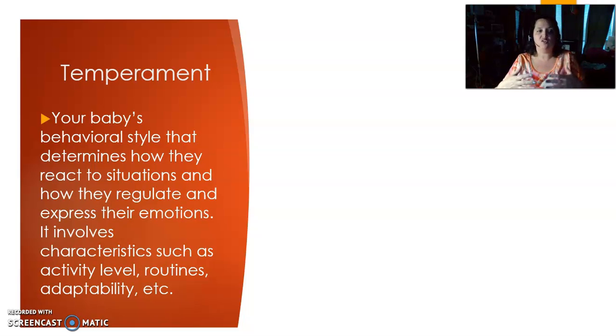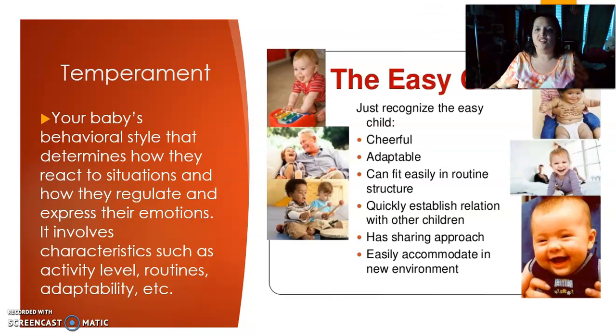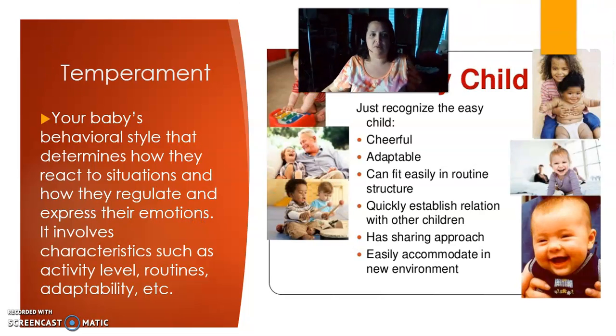And it can involve characteristics like, do they have a lot of activity level? Are they low level in activity? Do they have routines? They must stick to these routines, or are they willing to be adaptable? They kind of go wherever, do whatever. Having had multiple children myself, I can tell you that no baby is alike. Some babies have very distinct temperaments and some babies have a mixture. So the first one we'll talk about is what's called the easy child, or the easy temperament.